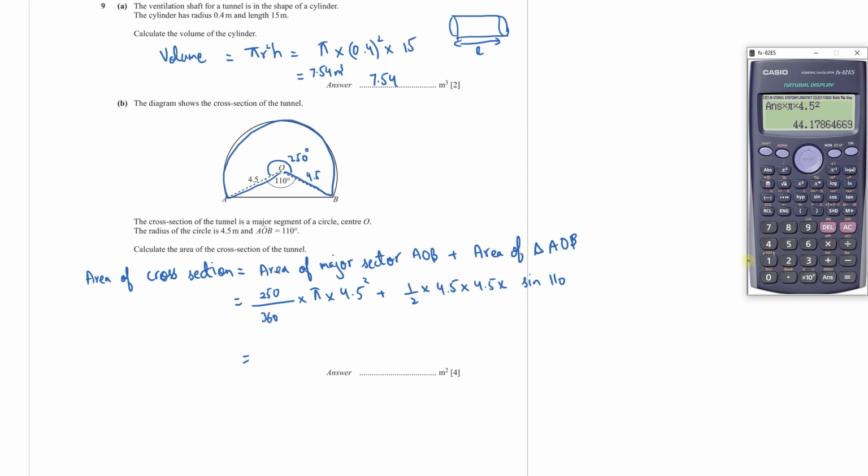So this is 44.179. 44.179 plus 1 over 2 multiplied by 4.5 multiplied by 4.5 multiplied by sine of 110. This is 9.514. 9.514 plus 44.179. So this is 53.69. So to three significant figures, this will be 53.7. So your area is 53.7 meters square.